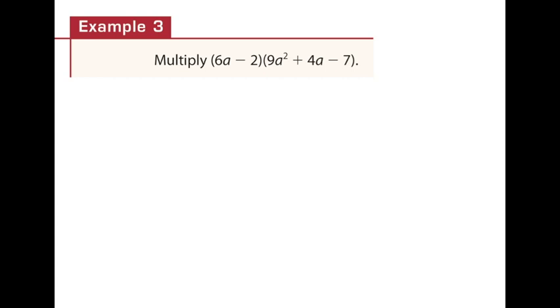So for something like this, you are going to just take that 6a and multiply it through. So 6a times 9a squared, that's going to give us 54a cubed. Then we're going to say 6a times 4a, 24a squared. And then 6a times -7, -42a. And then we're going to distribute that second term.